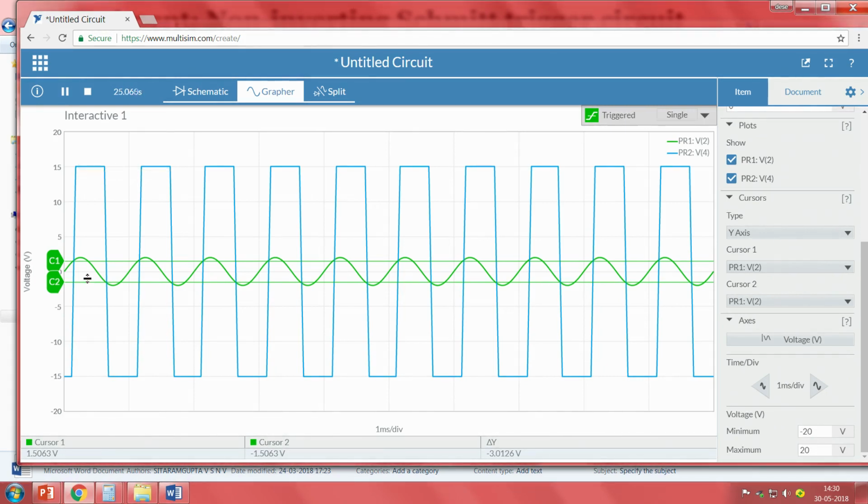Now observe that the input is decreasing, sorry, this should be 1.5, yeah, this is 1.5. Now when you observe, whenever the input is lower than cursor 2, which is minus 1.5, the lower threshold value, then the output moves towards minus VCC. So everywhere it is happening in the same way.